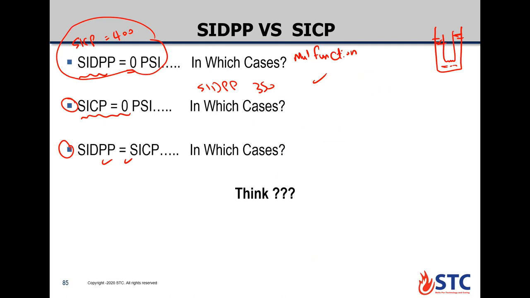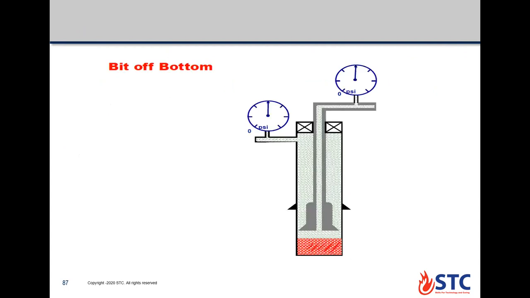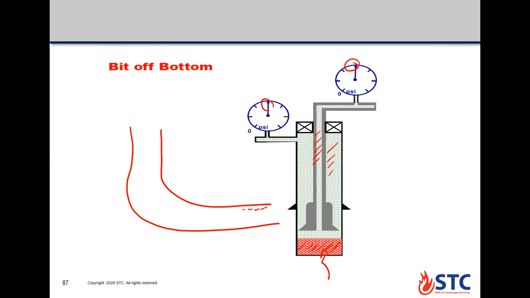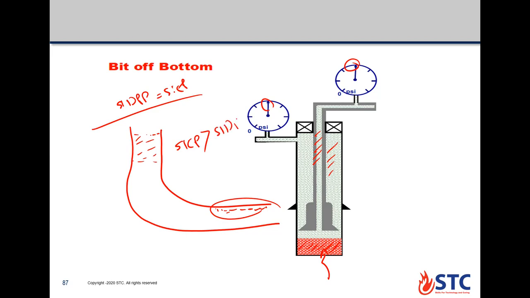If we are off bottom like this, shut-in drill pipe pressure is going to equal shut-in casing pressure, because the difference between the formation pressure and the hydrostatic in the drill pipe and the hydrostatic in the casing is the same. If we are drilling a horizontal section and we have a kick, the influx height will be so small to be considered, so shut-in drill pipe pressure equals shut-in casing pressure, approximately the same. But once the influx has moved into the vertical section, its height will increase, so you will find a sudden jump where shut-in casing pressure becomes larger than shut-in drill pipe pressure.